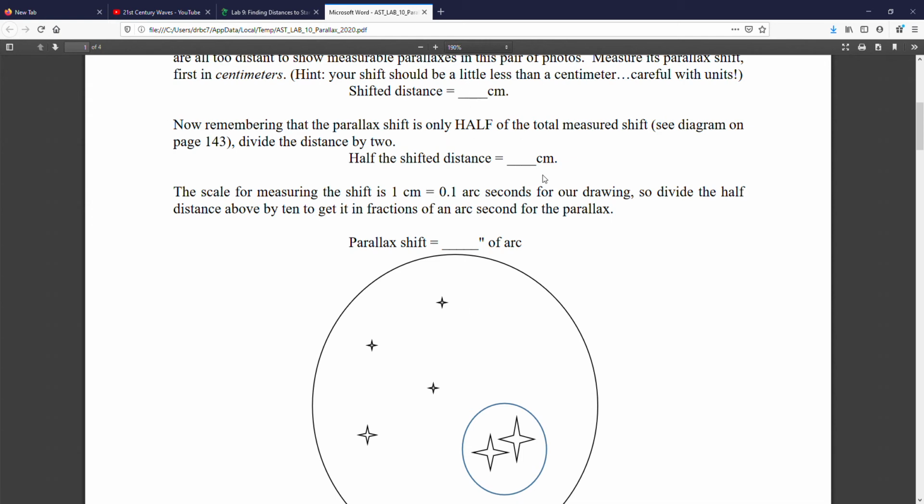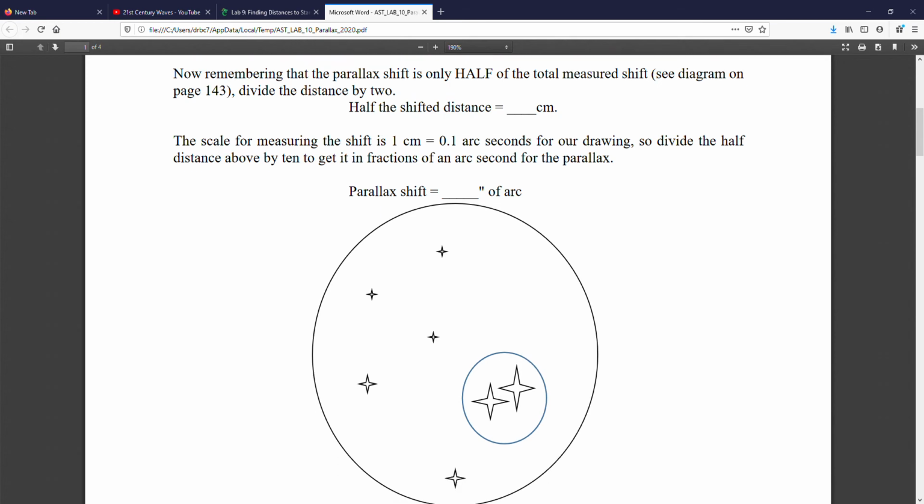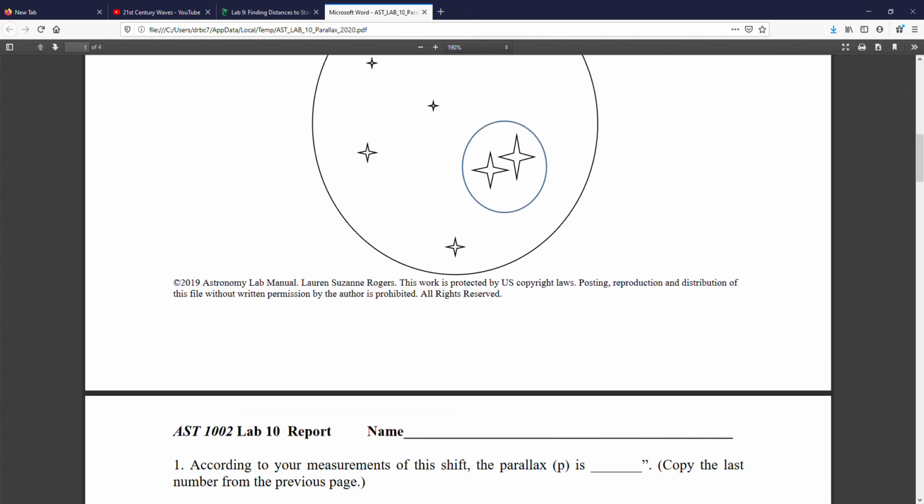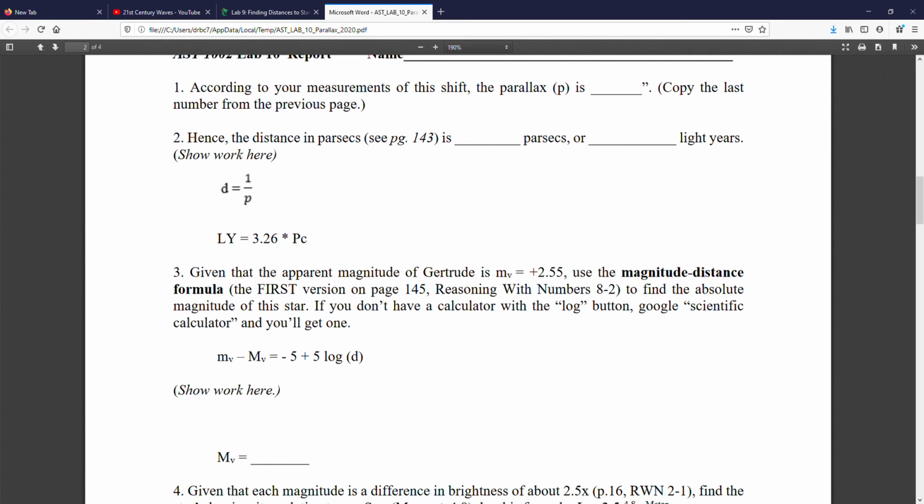Incidentally, you're going to be handing in the first 3 pages that have your calculations on them. Then you just take half the shifted distance, and then you're going to follow the instructions here, which are very explicit, to convert that into seconds of arc. And that's important because we can then use that. Let's go on down here and see this.